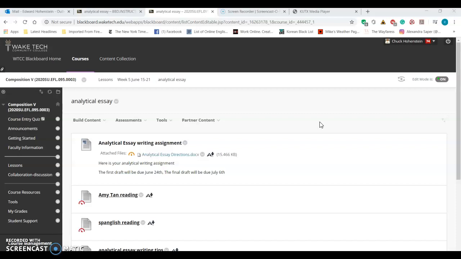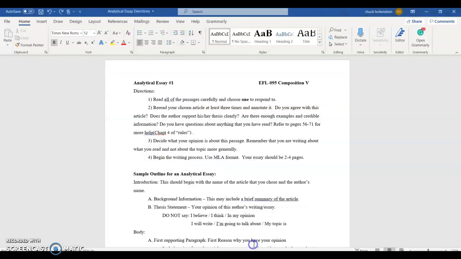So the first thing we're going to do is look at the actual assignment. Let me pull this up. And here's what you'll see: directions. You will have two passages, and I will show them in a minute. You will reread your chosen article. You only have to respond to one of these two articles. You will reread them 3 times and annotate them like we talked about in the unit last week.